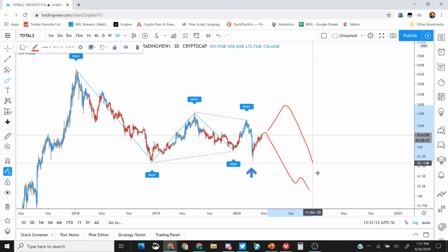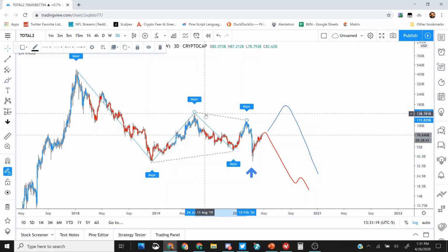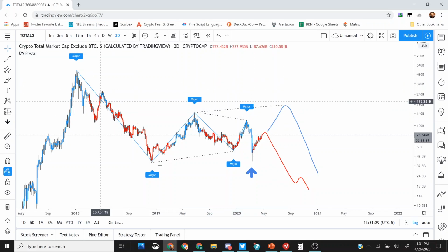So it could look like this. And then instead of this being the flat, being the correction to the corrective impulse, this would be our flat. So we have an impulse here, correction of some sort behind it. So right now for me, we're in one of 2 situations.